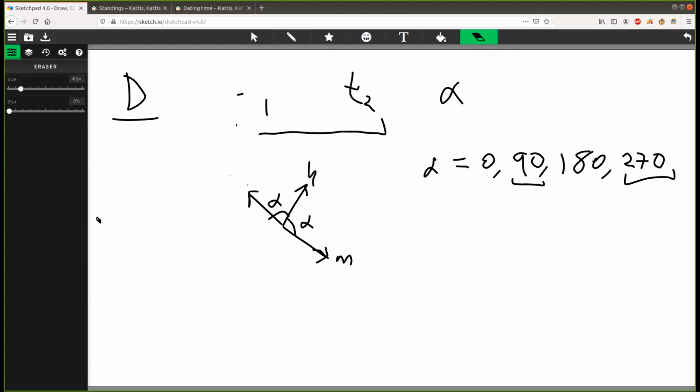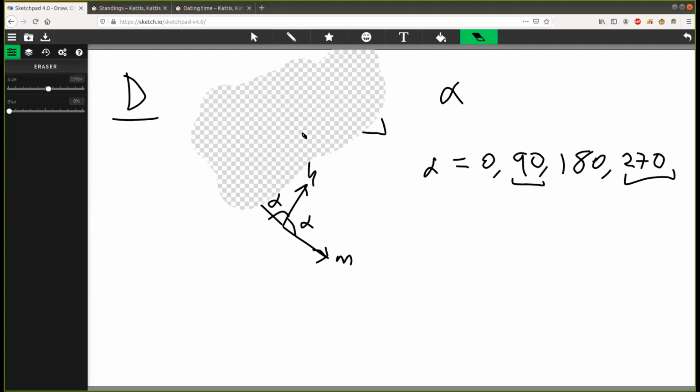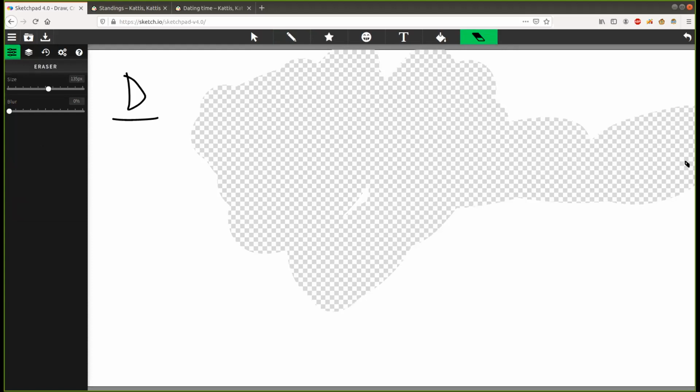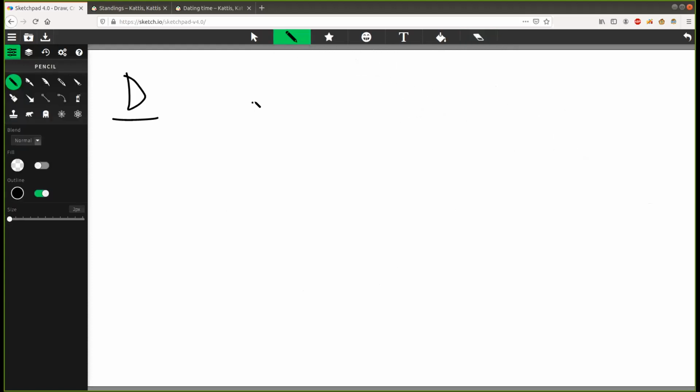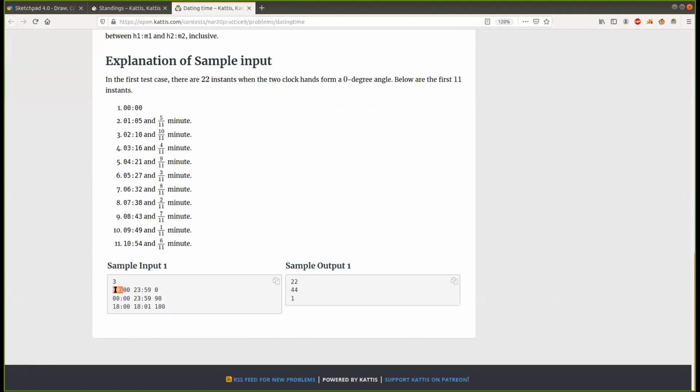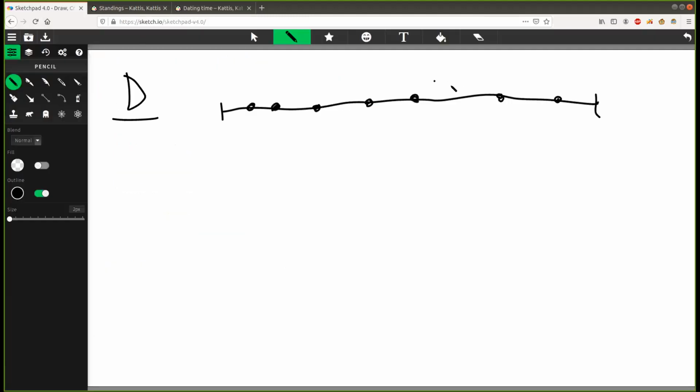So how do I make this bigger? My approach was to realize that, let's say these are all the possible times. If we can compute all of the moments of time where we get an interesting angle, either 0, 90, 180, or 270, by pre-computing, then when we have one of these queries between 2 moments of time, there are actually very few of them, so I could just iterate and check if they're between the 2 times.